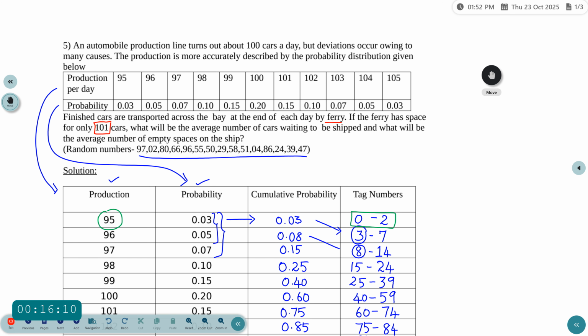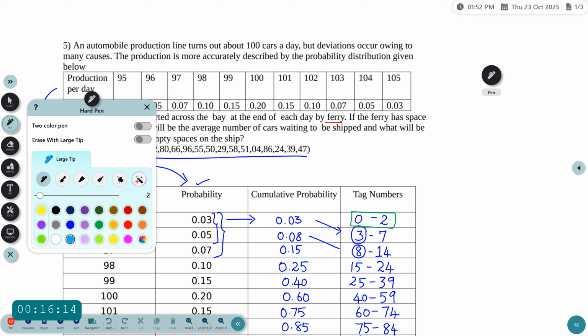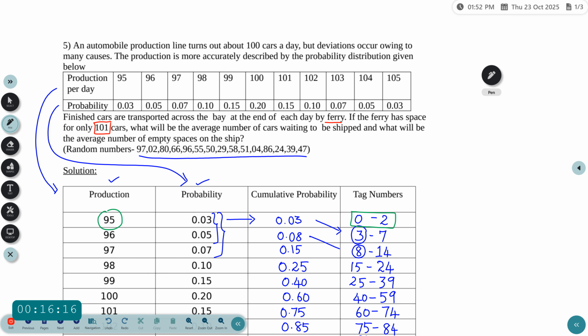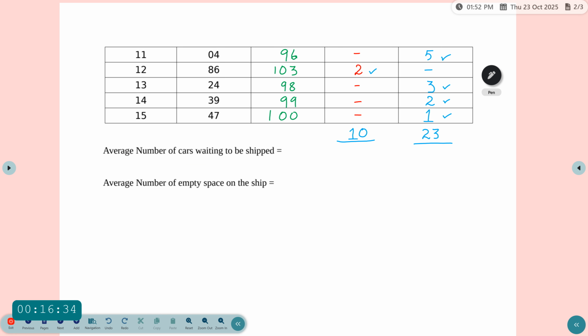In the problem, we need to find the average number of cars waiting to be shipped and the average number of empty spaces on the ship. We need to find these two values. So average number of cars waiting to be shipped: 10 cars are waiting.